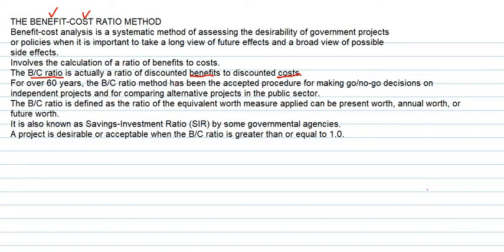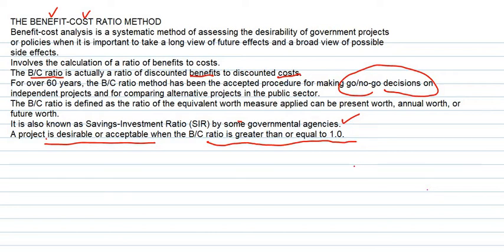For over 60 years, the benefit cost ratio method has been the accepted procedure for making go, no go decisions. In other words, this will also help us decide if we are going to approve or go into that particular project. The B/C or benefit cost ratio is defined as the ratio of the equivalent worth measure applied, which can be present worth, annual worth, or future worth. It is also known as savings investment ratio by some governmental agencies. Take note, a project is desirable or acceptable if the B/C ratio is greater than or equal to 1. So we have to determine the benefit and cost ratio. If that is equal to or greater than 1, then it is desirable or acceptable to invest in that project.